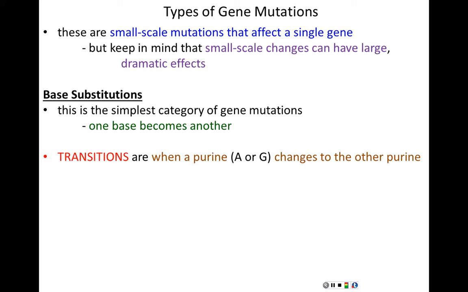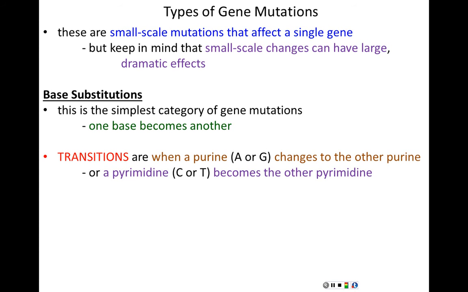We have transitions. Transitions is when an A mutates to a G, or a G mutates to an A, where A and G mean adenine and guanine. These are transitions because A and G are similar to one another in their structure. So they're grouped together as the term purines. I won't ask you about purines specifically in this class. Just know that transitions is when an A becomes a G or a G becomes an A.